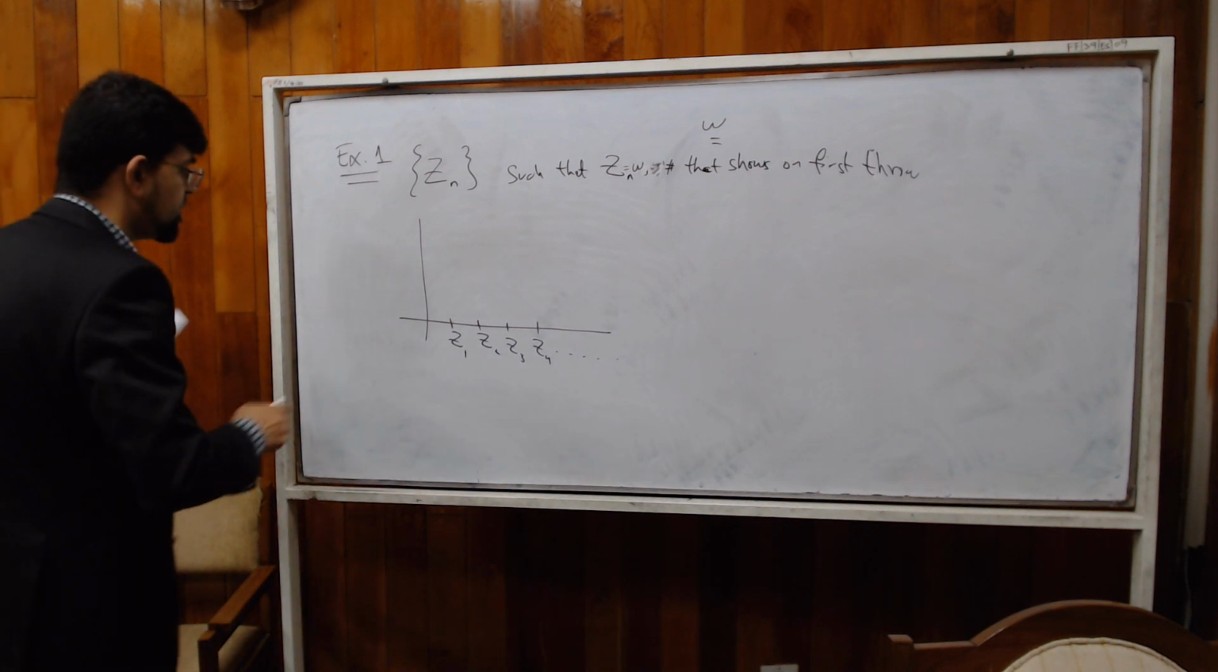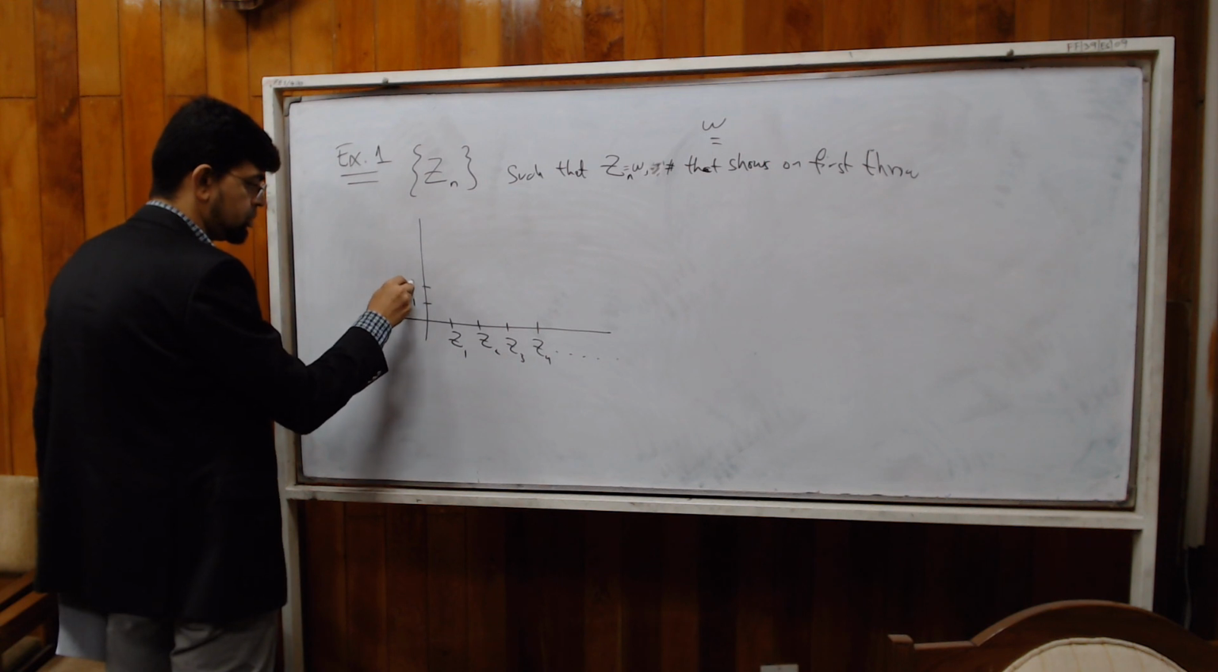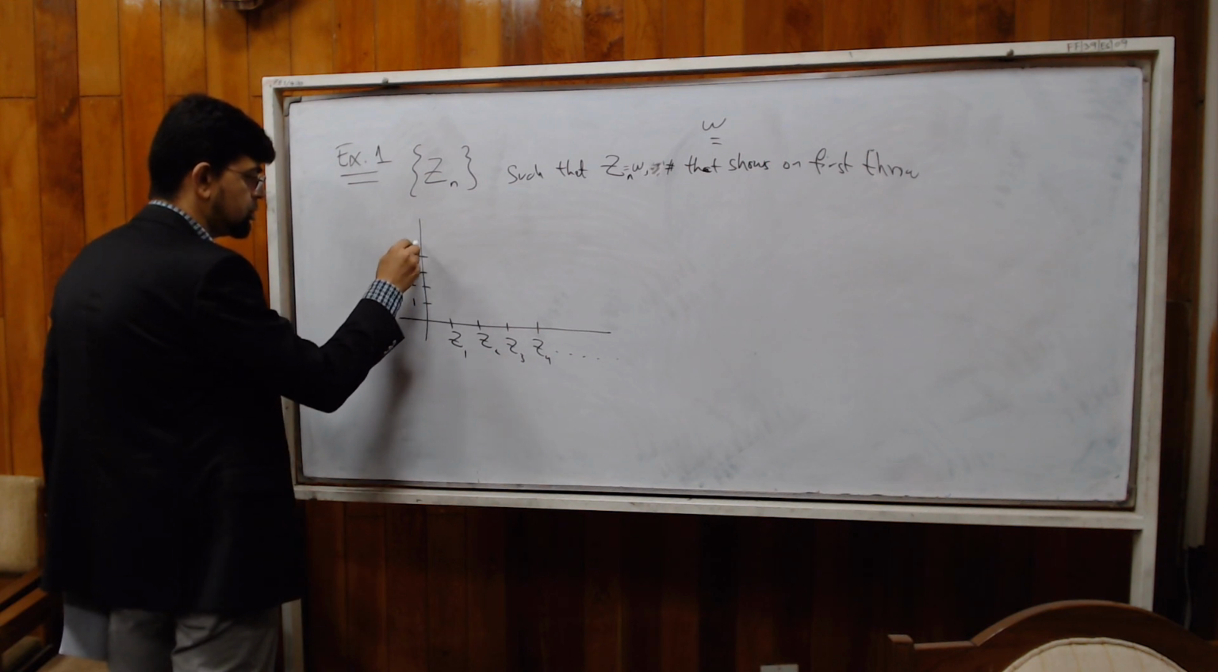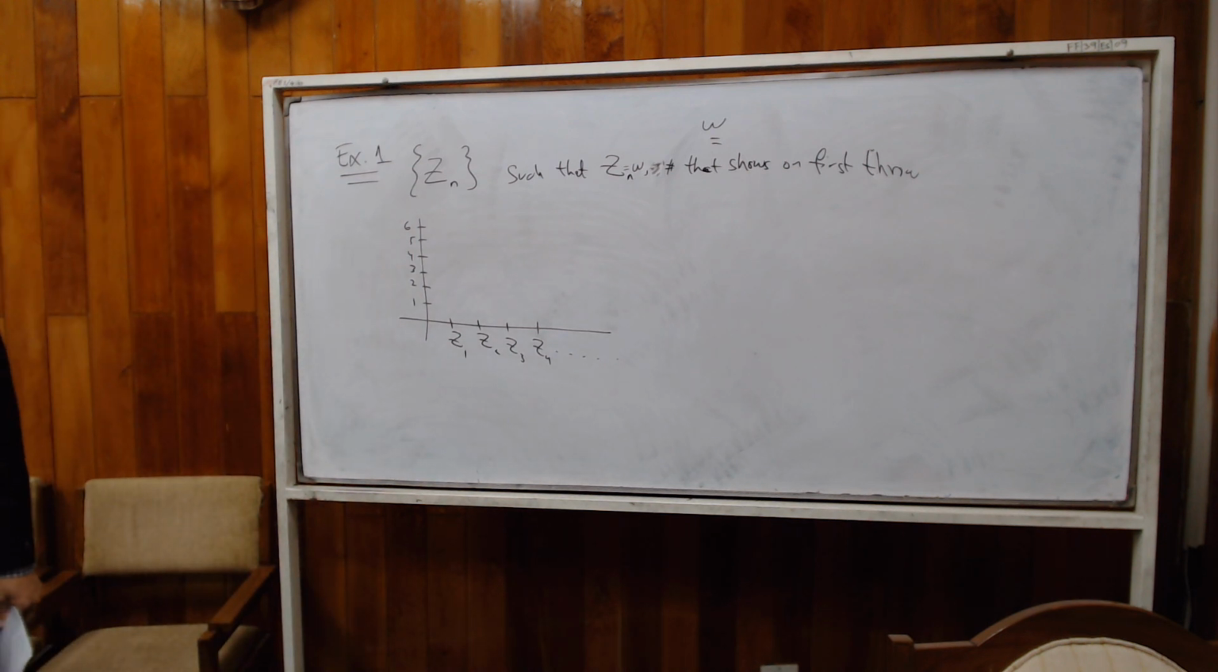So firstly, let's maybe put these here. What are the possible values? Firstly, we can see that these are the possible values.